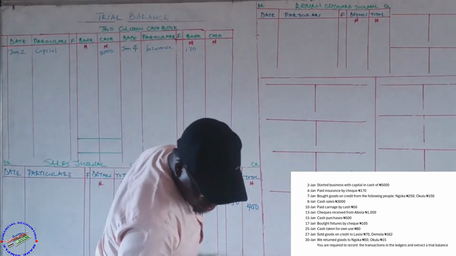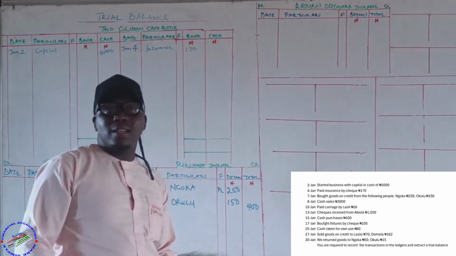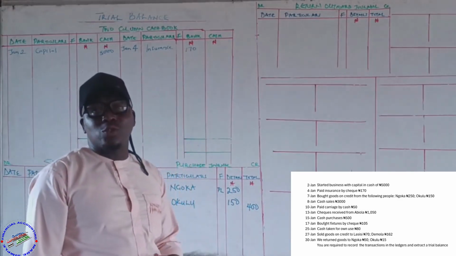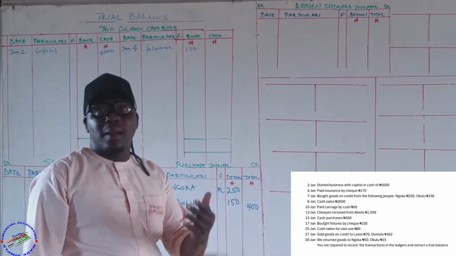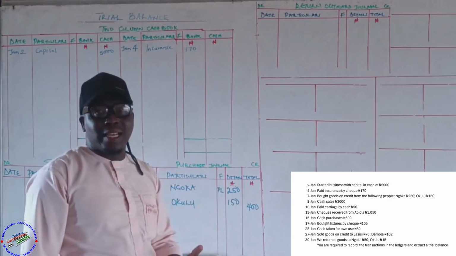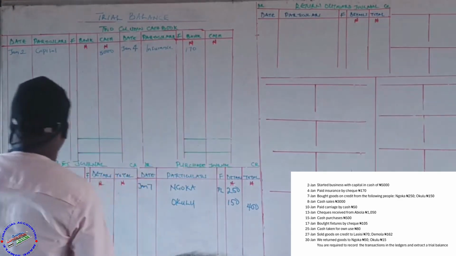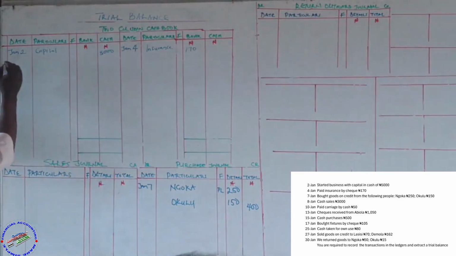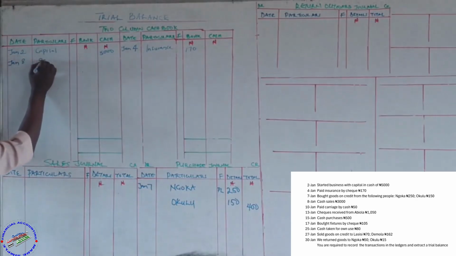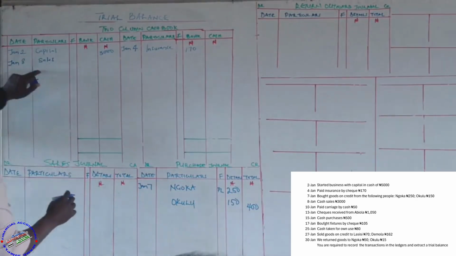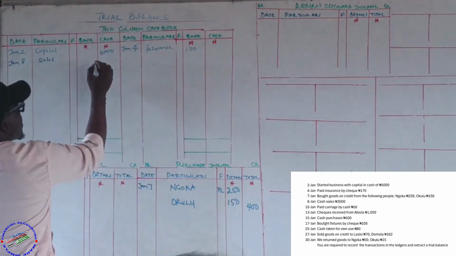So the next question says cash sales. When we say cash sales, it simply means sold goods for cash. And when you sell goods for cash, money is coming into the business. So we add cash sales, 3,000 for January 8th. So we are going to record it on the debit side. January 8th. Sales. Sales under cash. And that is how much? 3,000 naira.